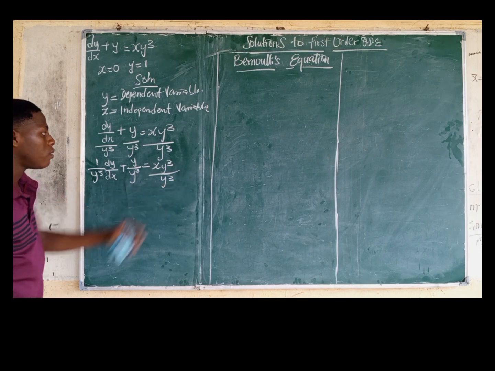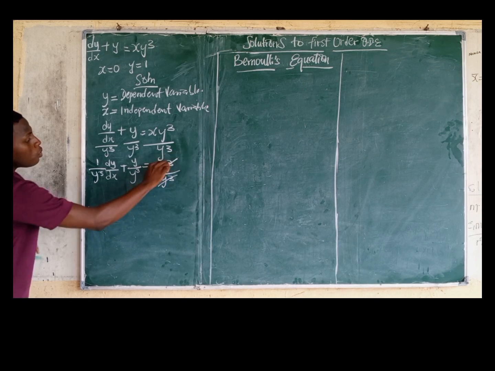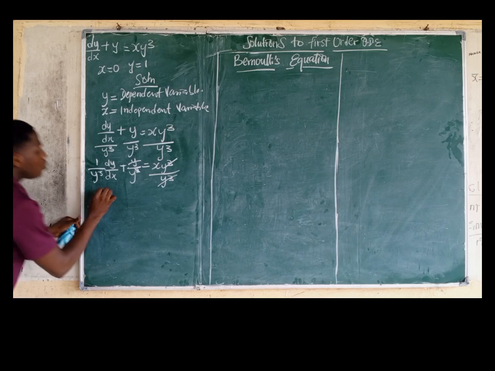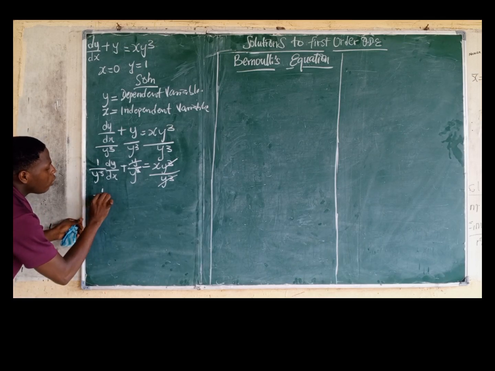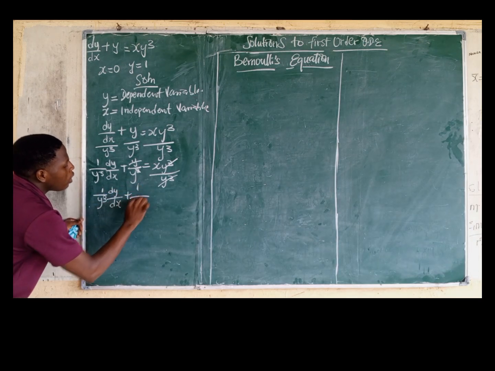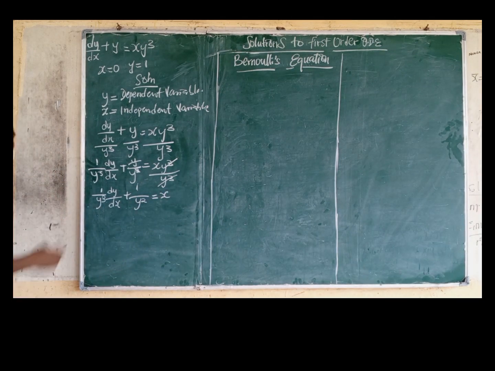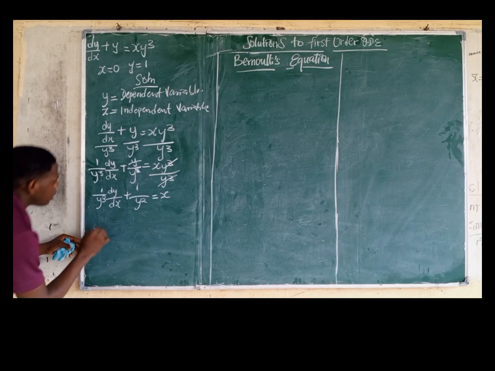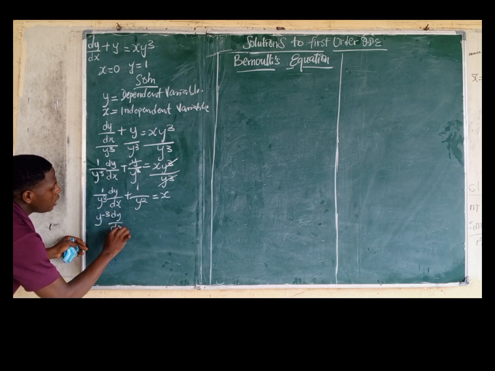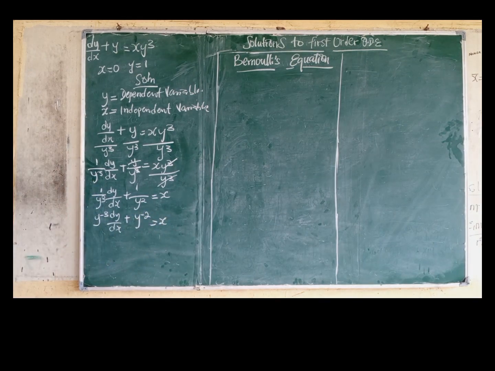Looking at this side of the equation, we know that our dependent variable will sort out the dependent variable. One of these will take out the y here, and we are left with 1 over y raised to the power of 3 dy over dx plus 1 over y raised to the power of 2 equal to x. We can rewrite this equation to look like this: y raised to the power of minus 3 dy over dx plus y raised to the power of minus 2 equal to x.